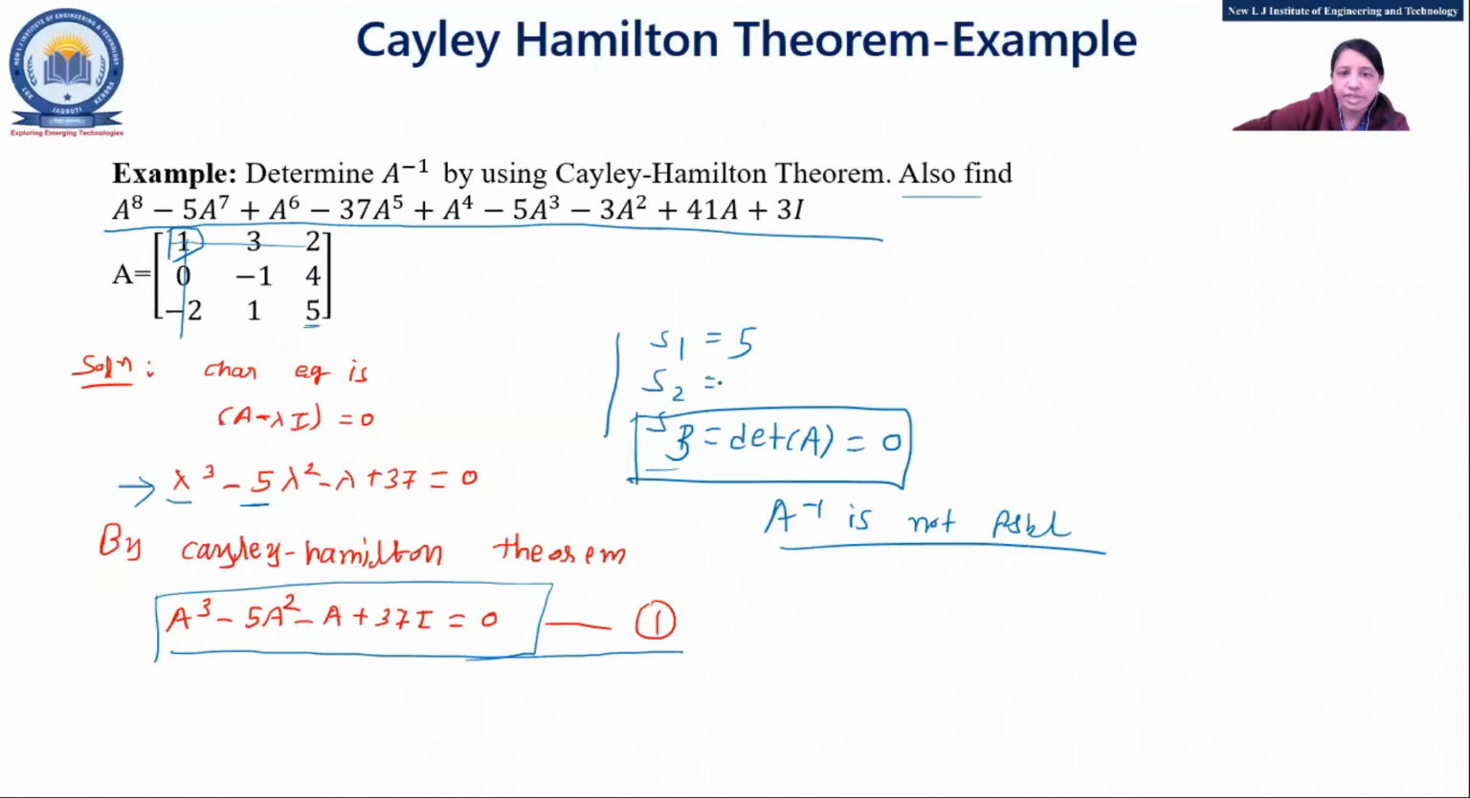So S2 is what? Minus 1, 4, 1, 5. Okay, I'll explain. Plus the other is what? The diagonal is this. Circle I have done. So cancel out this column and this row. So remaining is 1, 2, minus 2, 5. In that way you have to find out S2. Fine.